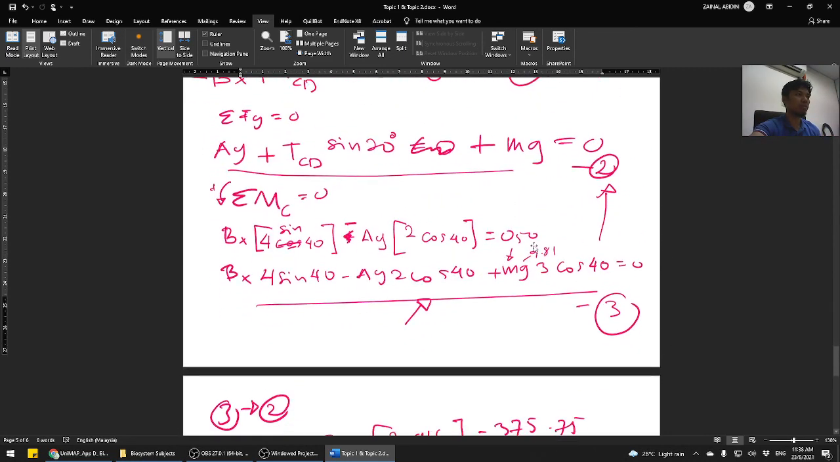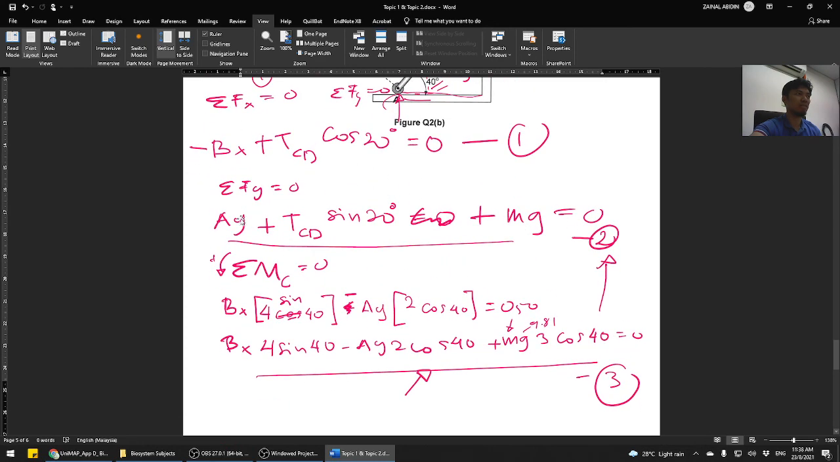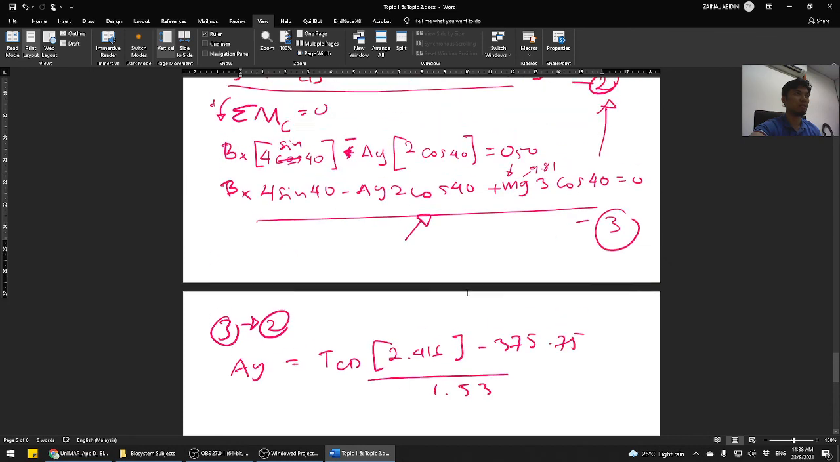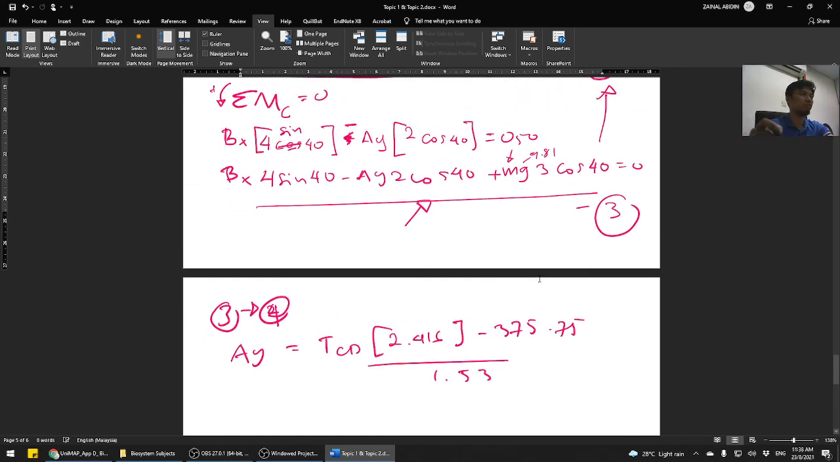So you got this. I'm simplifying this Ay to this, not 3 to 4, not 3 to 2. Okay? Yes, it's 3 to 2. Sorry. 3 to 2. This equation 2, actually. I'm simplifying equation 2. So, I want to merge equation 2 to 3, or equation 3 to 2. Doesn't matter.